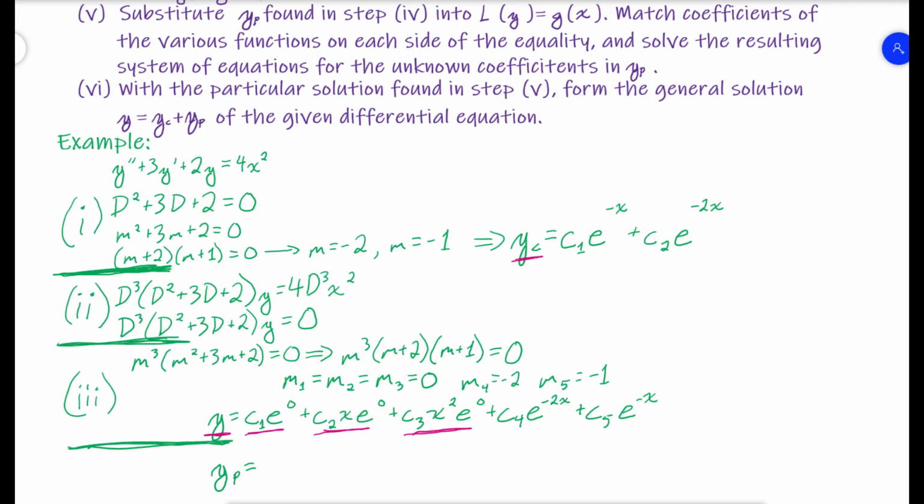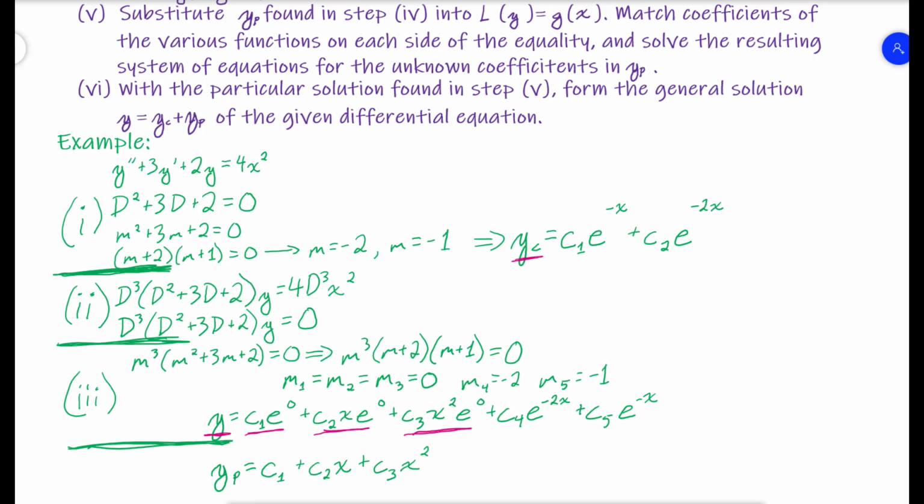So I'm going to write this, and I'll end up with c1 e to the 0 is just 1, so I don't need to write it, plus c2 times x, again e to the 0 is 1, and plus c3 x squared, again e to the 0 is 1.